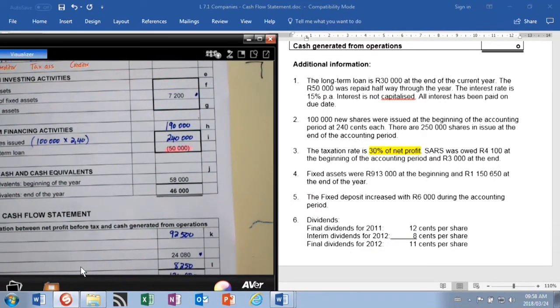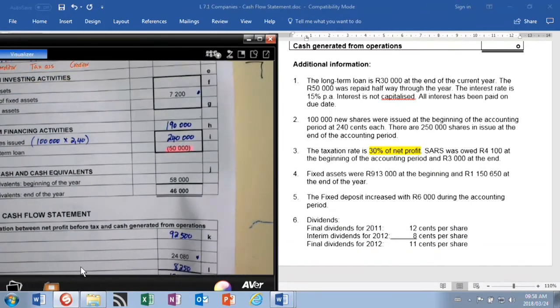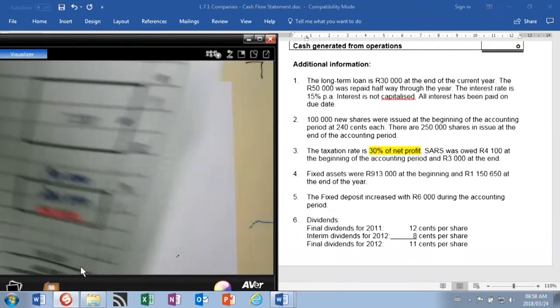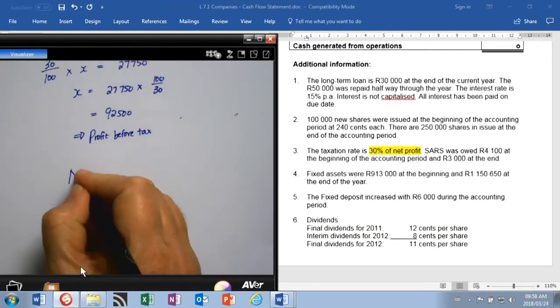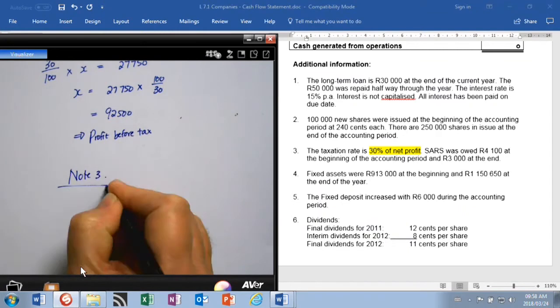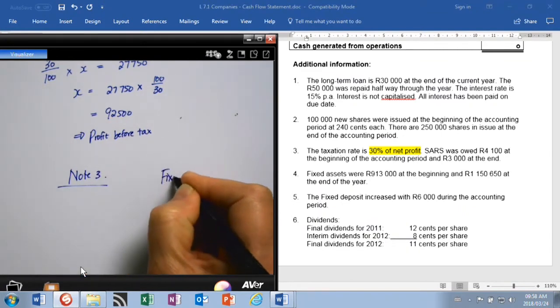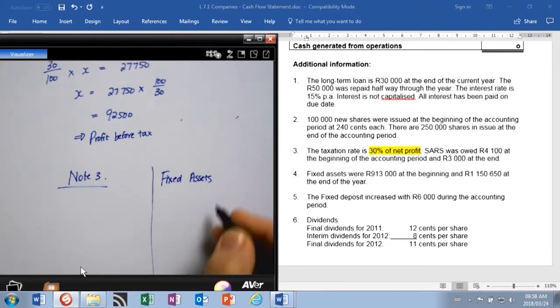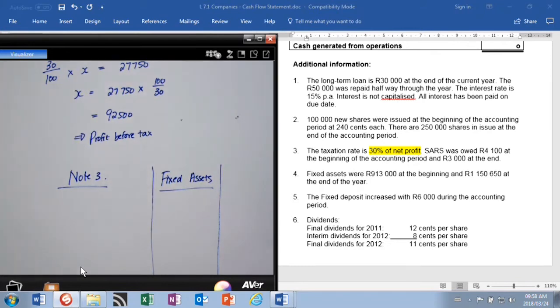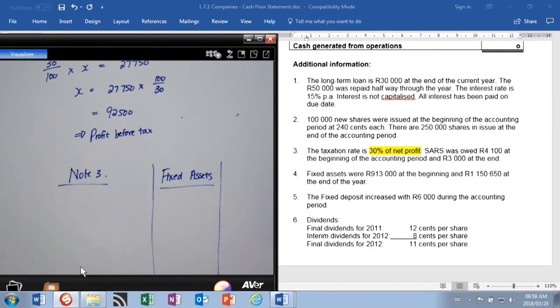So what are we going to do? Note number 3. Remember, note number 3 is your best friend when you must calculate any missing information. You use note number 3. For fixed assets, sometimes you can open separate columns for vehicles and equipment. But in this case, we only have fixed assets, so we cannot do something like that.